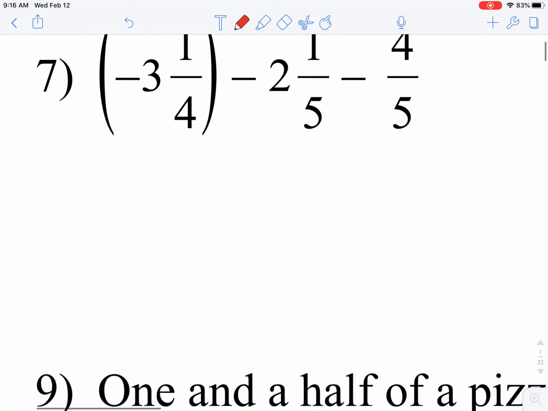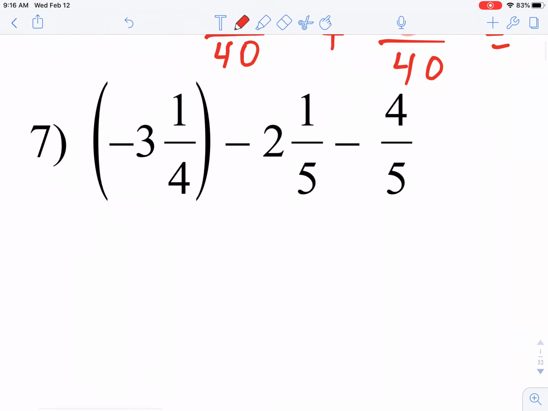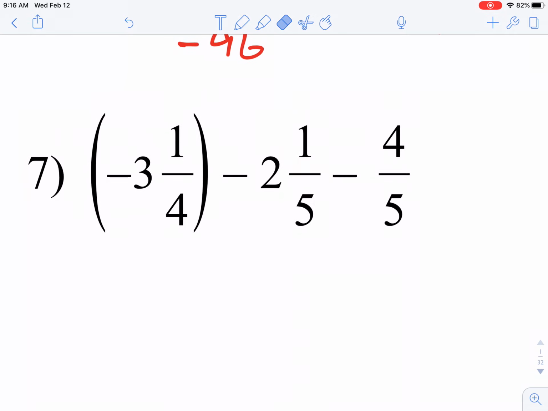Moving on to number 7, in this case, we again have some mixed numbers. We want to go ahead and change them to improper fractions. The first thing I'm going to do is change 3 and 1/4 to 4 times 3 plus 1, which gives me 13 over 4. It stays negative. Then 5 times 2 is 10 plus 1 is 11 over 5. And 4/5 is already that way.